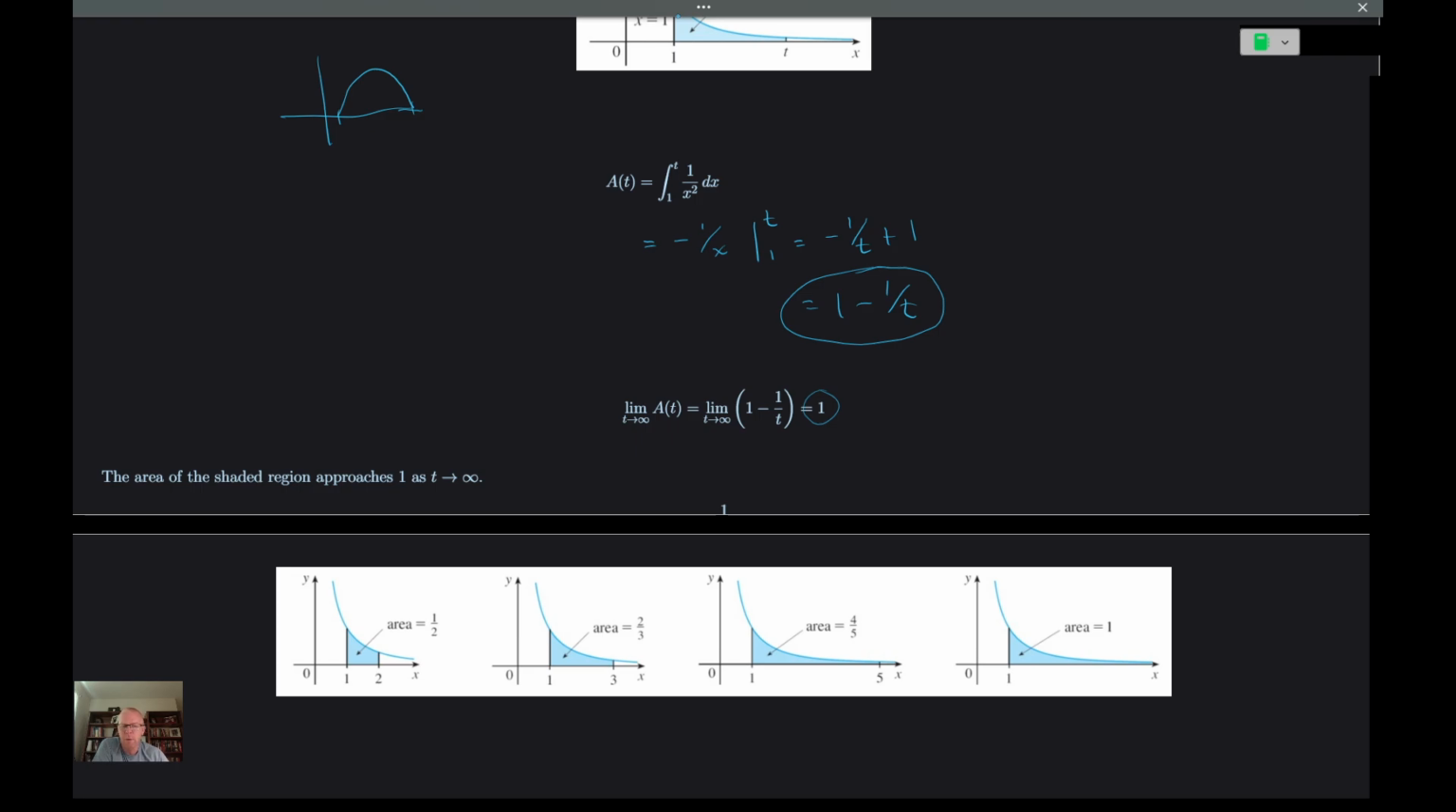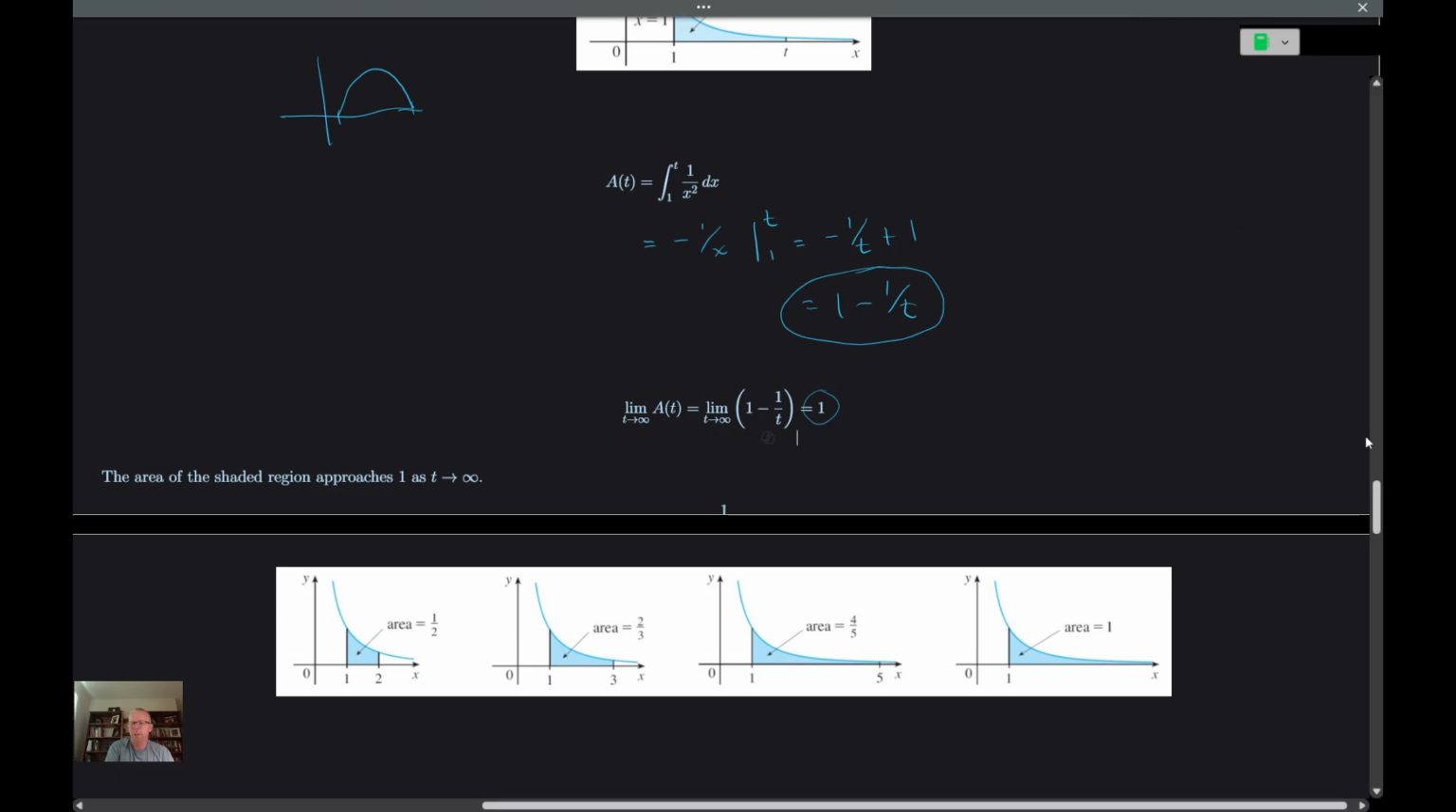The way this was working out, we could evaluate this integral from 1 to 2, and we'd end up with 1 minus a half, which gives us a half. If we go from 1 to 3, it'd end up being 1 minus a third, which is 2/3. And you can see the further out you go, this is getting closer and closer to 1. It's never actually going to get above 1. There's no chance of that. But as far out as you go, you're going to get closer and closer to 1.